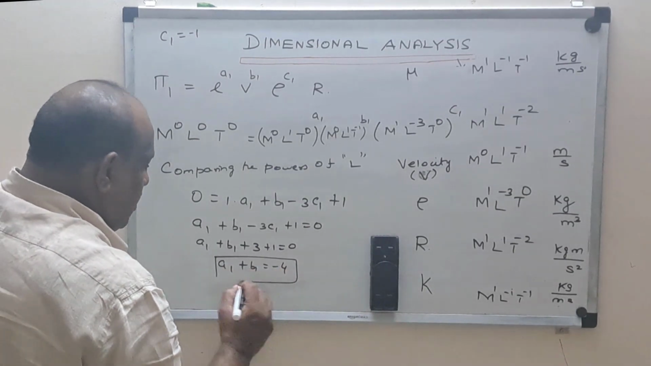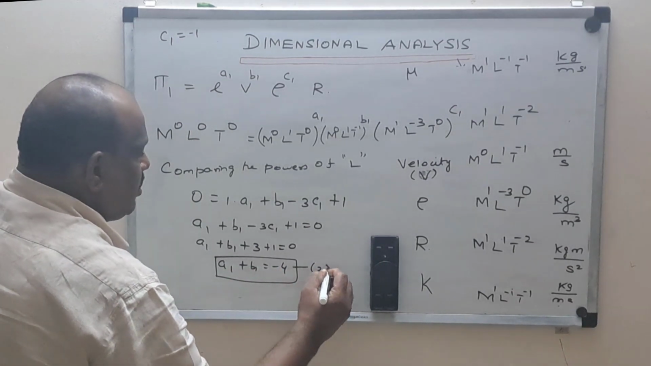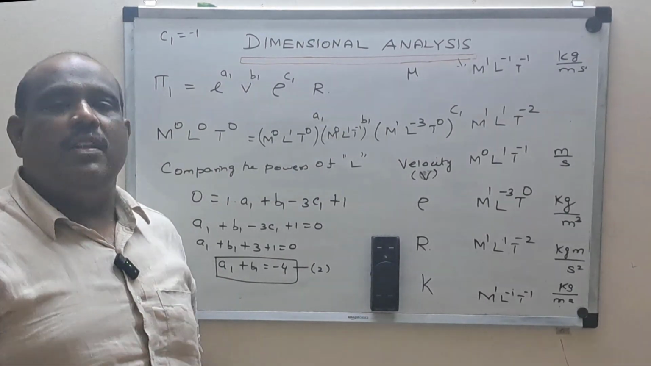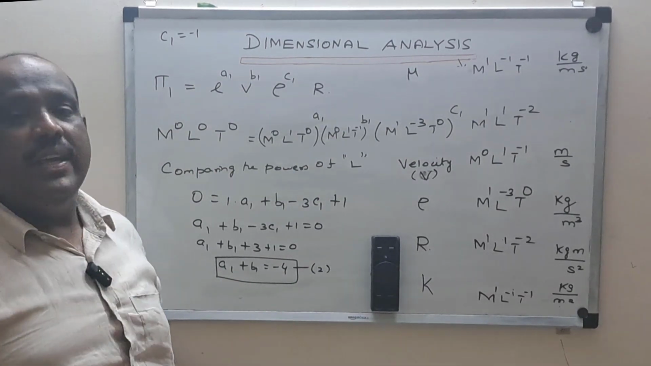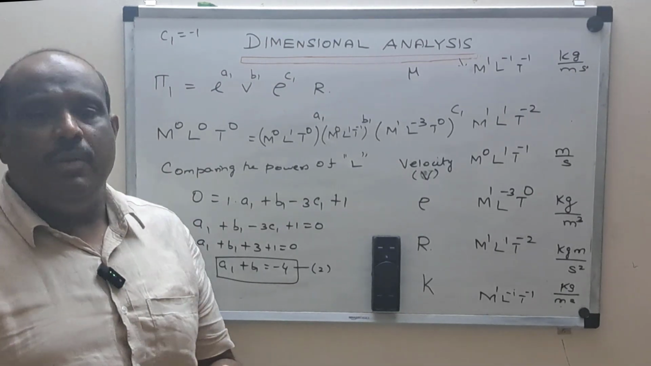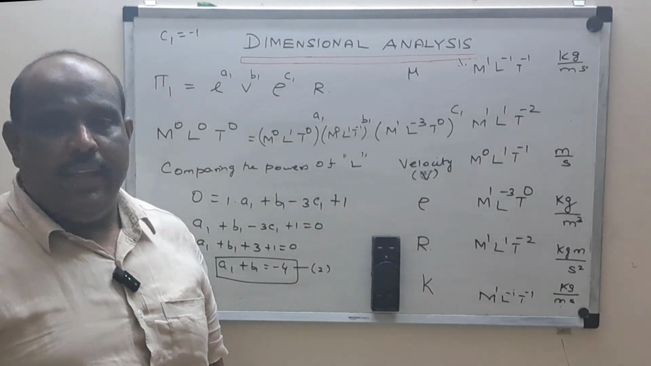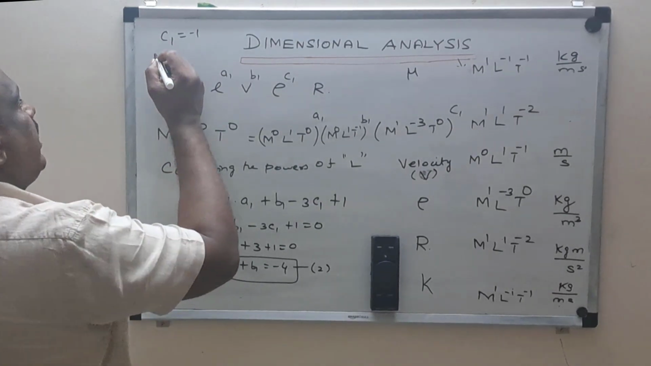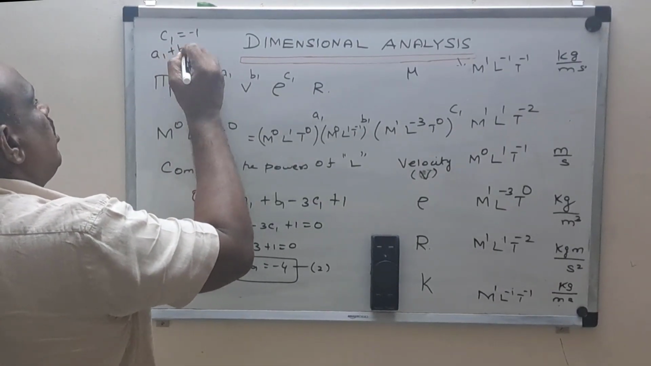Let us call this equation number 2. Now I can't solve this equation because there are two unknowns in a single equation. So let us form another equation and solve them so that we can get the values of A1 and B1. So now we have A1 plus B1 equal to minus 4.